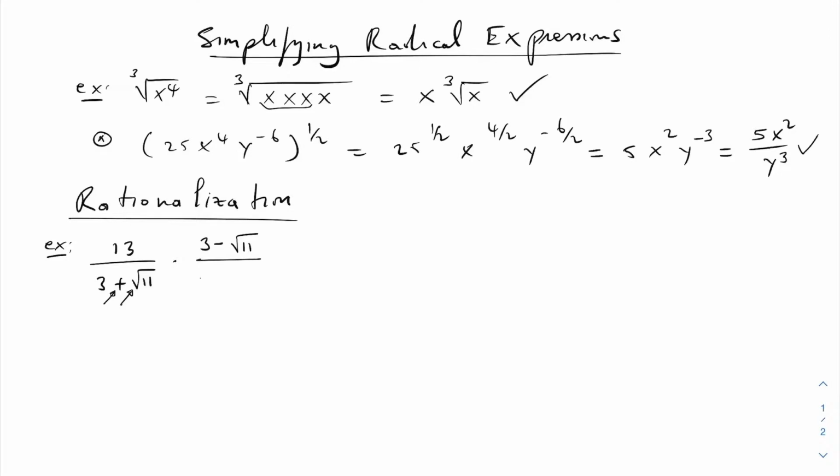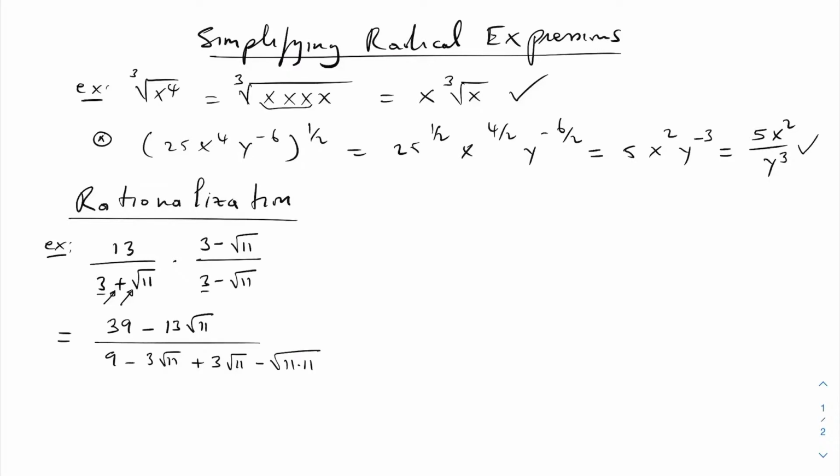So you're going to have 3 minus root 11 divided by 3 minus root 11, and then you have to multiply this through, and so you're going to get 39 minus 13 root 11. And then on the bottom, you're going to FOIL. So you're going to have 3 times 3, which is 9, 3 times negative root 11, which is negative 3 root 11. And then root 11 times 3 is going to give you plus 3 root 11. And then root 11 times root 11 will give you root 11 times 11.